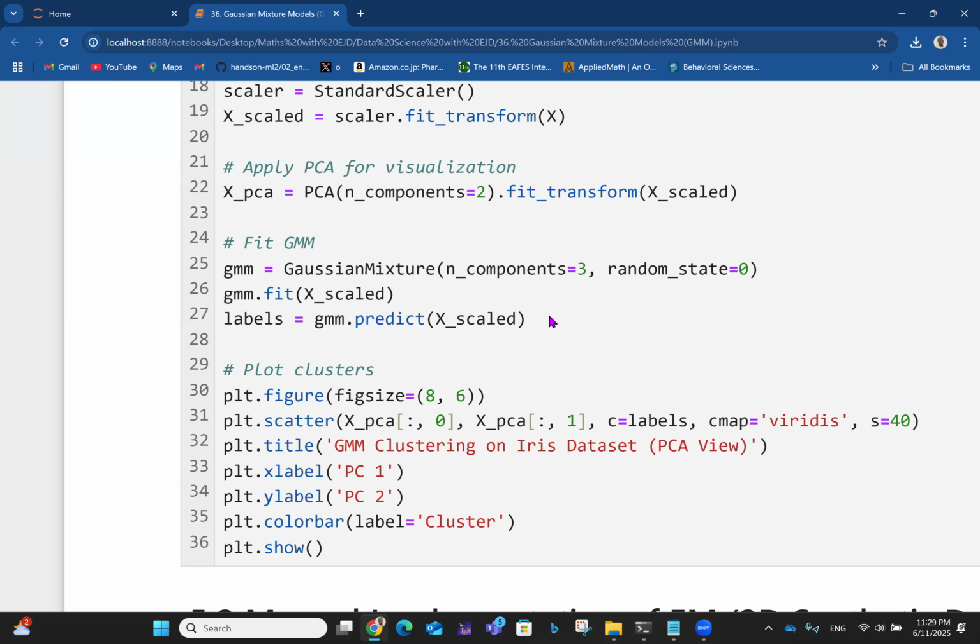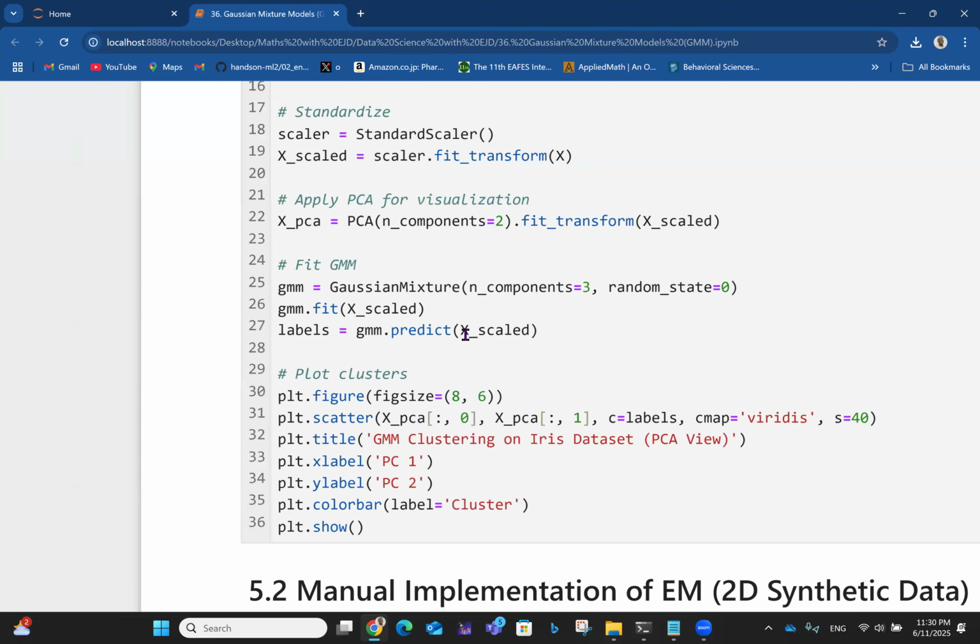So here we are trying to see how the model performs. Then we plot the clusters here. Of course, PCA becomes useful at this point. So we have the X_PCA. You see, it's strictly for the purpose of visualization, so it's not the analysis itself.